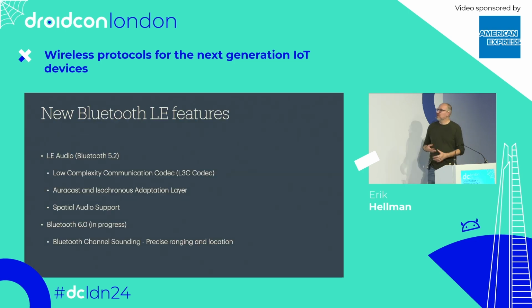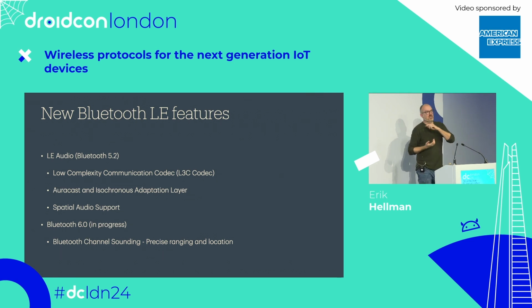New Bluetooth features. There is new stuff coming. LE Audio, not so much for developers, but the cool thing here is that they have a new codec, which will make Bluetooth headsets sound much better. They got Auracast, which basically is multi-speaker in sync, and they got a standard called isochronous adaptation layer. Isochronous, well, something to do with time and the same, so you get it. And also spatial audio support.